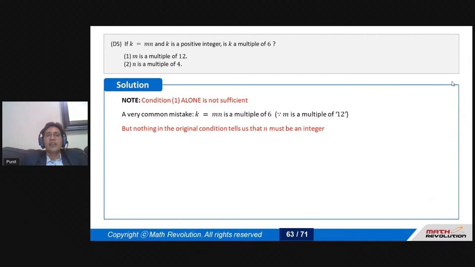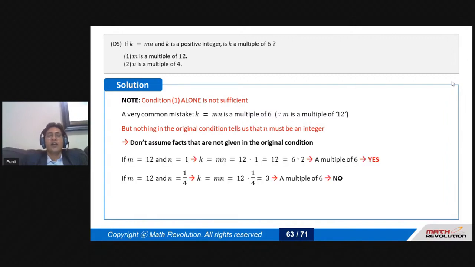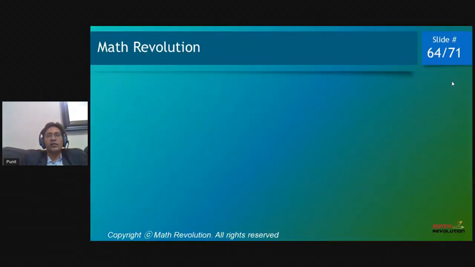Now, a very common mistake that we make: k equals mn is a multiple of 12. m is a multiple of 12, so mn would be... it doesn't work. If m is 12 and n is 1, it works. But if m is 12 and n is 1 over 4, because that is a multiple of 4, then it will not be a multiple of 6. So again, make sure that you don't assume what is not given.